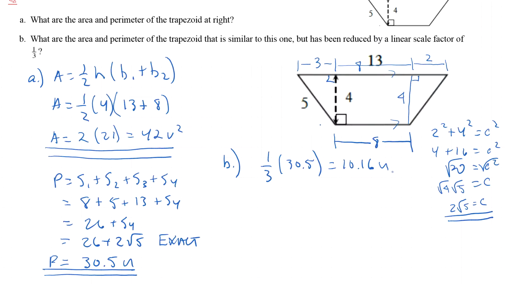And then to get the area, you have to remember that the area is related to the scale factor squared. And so the scale factor squared would be 1/9 times the area, which the area is 42. So 1/9 of 42, or 42 divided by 9, is going to be 4.66, or 4.67 units squared.